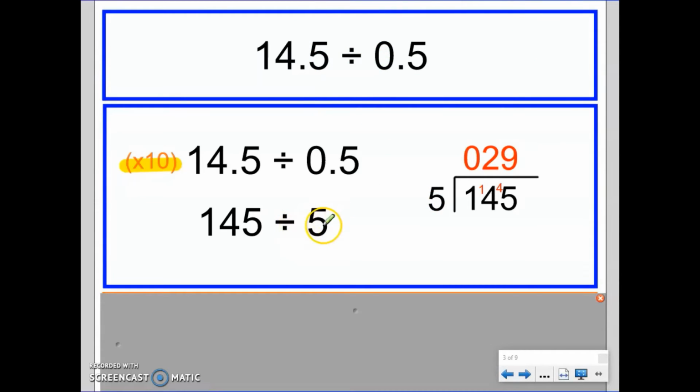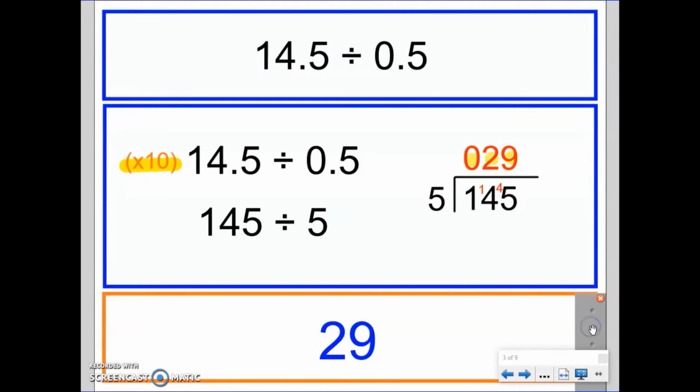So you could work out how many 5s fit into 145 mentally, or you could set it up in a written method of division. How many 5s go into 1 is 0, the 1 moves over. How many 5s go into 14? 2, with 4 left over, so that moves over. How many 5s go into 45? The answer is 9. So the answer to my question is 29. The answer to this question is 29, which means the answer to the original question is also 29.